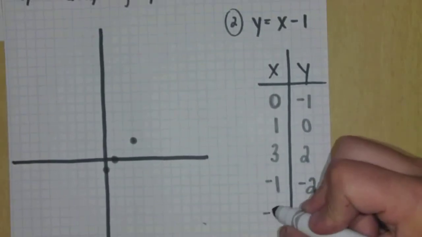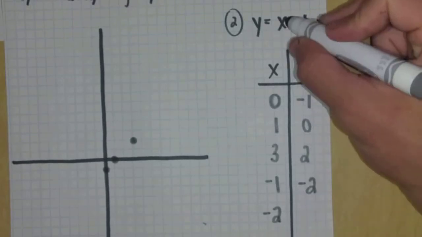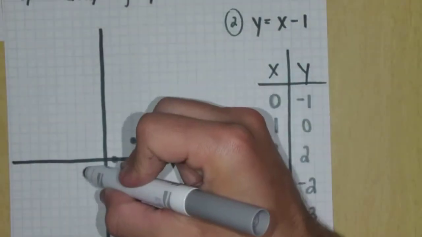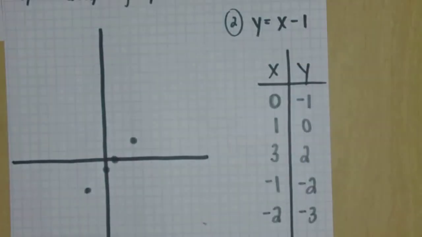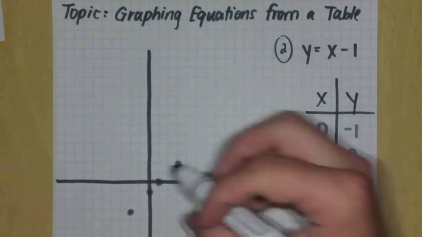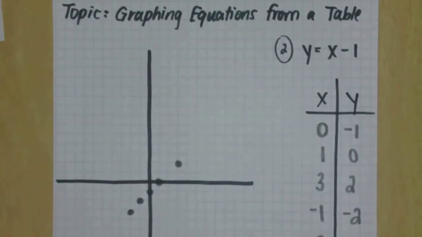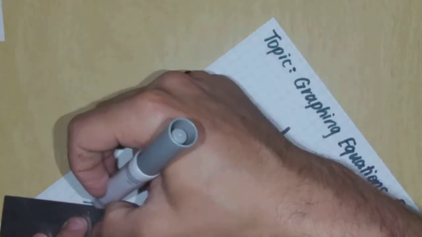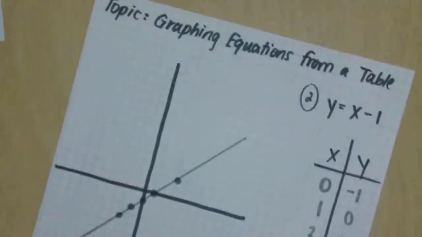And let's do one more. When x is -2, -2 minus 1 gives me a -3. So -2, -3. And I do indeed have, oh, I'm sorry, I also want to graph -1, -2. But I do indeed have that straight line not going through the origin this time.